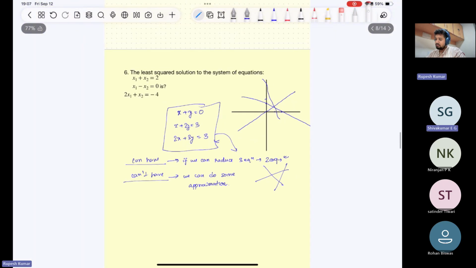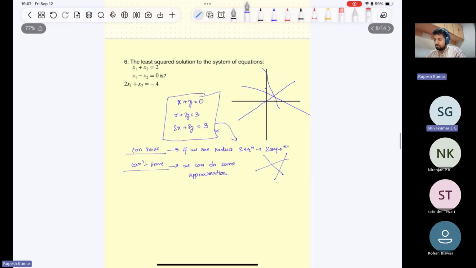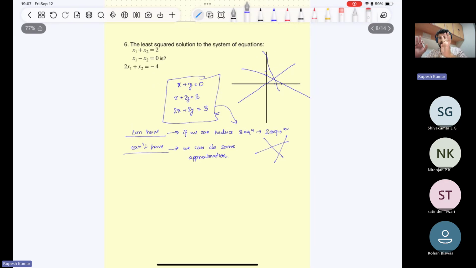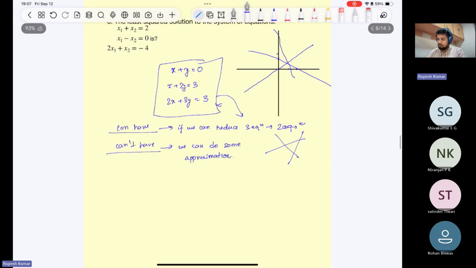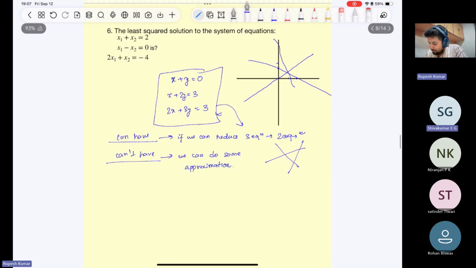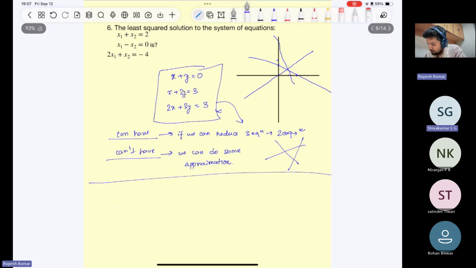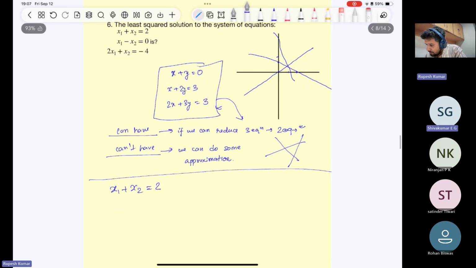So for solving this kind of equation, we will deviate from the traditional way. We are looking into linear systems of equations, and we will try to now see everything as a system of matrices, right? So let's bring out this problem here. So the problem at hand is, so this was some intro, and let's start with the problem. x1 plus x2 equals 2. x1 minus x2 equals 0. 2x1 plus x2 equals minus 4, right?